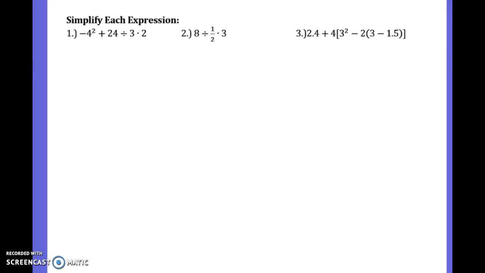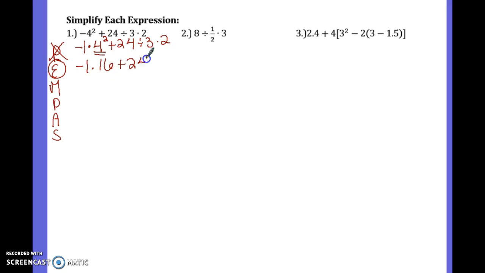Let's do some examples. The first one, it says simplify each expression. Now, number 1, let's go ahead and let's write PEMDAS down here. Well, there's no parentheses, so we know we're not going to have to use that. Now, this negative right here is really important. Remember, it's negative 1 times 4 squared plus 24 divided by 3 times 2. So we're going to first do our exponent, 4 squared. 4 times 4 is 16. Negative 1 times 16 plus 24 divided by 3 times 2. We're done with our exponent.